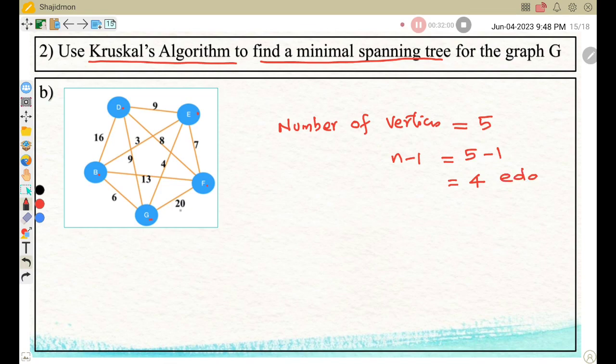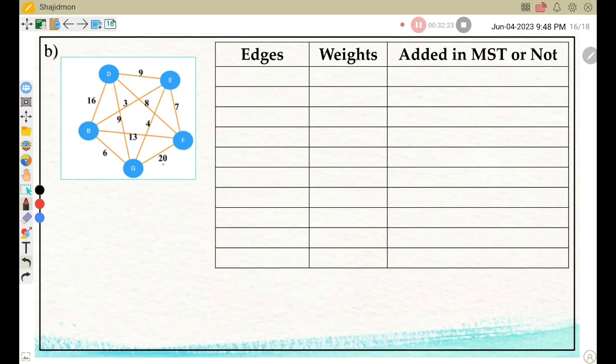So how many edges do we need in the minimal spanning tree? 4 edges. Correct? Only 4 edges. After 4 edges, the algorithm will stop. This is the stopping condition. Stop the algorithm once we have added 4 edges. Okay. So we will start this question. First write the weights in increasing order.